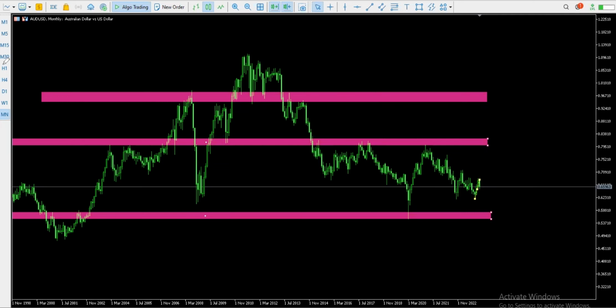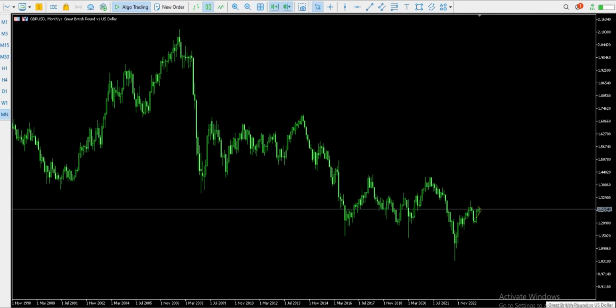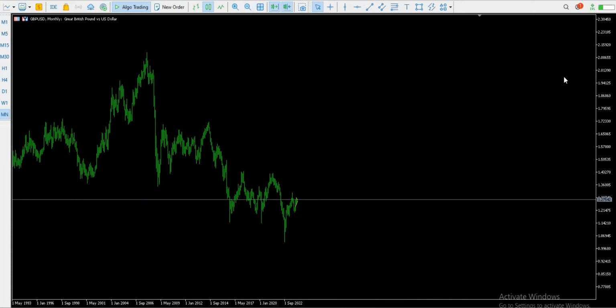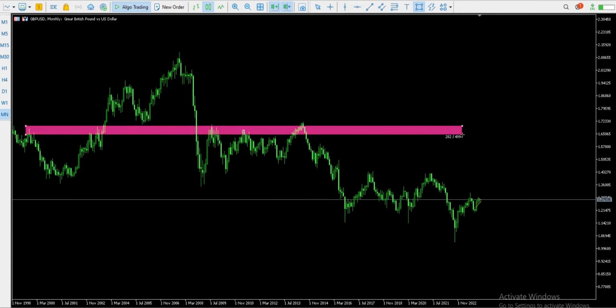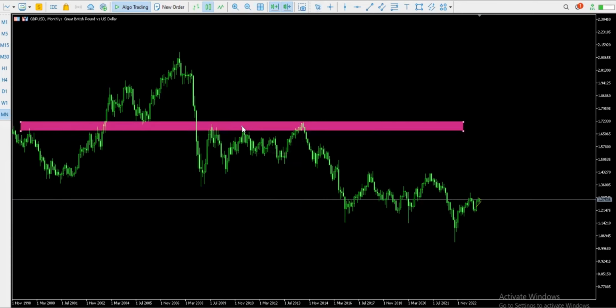So let's go over to another chart. This is a chart of GBP USD. Which key levels can we see here? As you can see, I'm seeing this key level already. This one right here. Make sure it touches the whole point and goes across the chart. This is key level number 1.